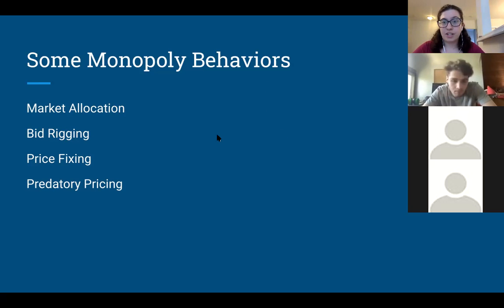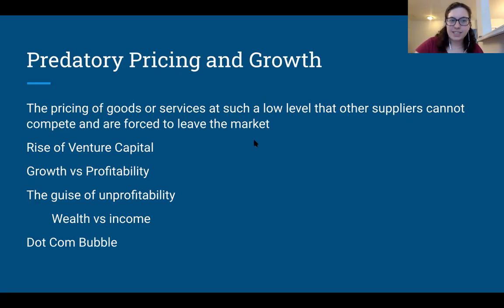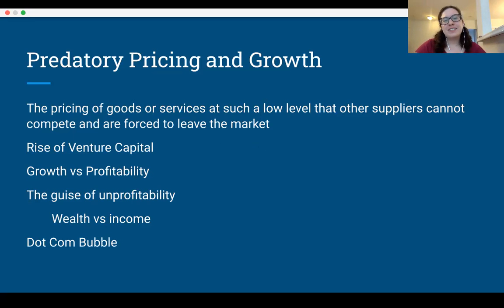And then we have predatory pricing. Now we get into the real fun stuff, which is predatory pricing and growth. Here is where we get to the modern monopolies. So the idea of predatory pricing, I'm going to use Amazon as the example for everything because they really do this aggressively. According to Oxford Languages, and I got this definition: the pricing of goods or services at such a low level that other suppliers cannot compete and are forced to leave the market.